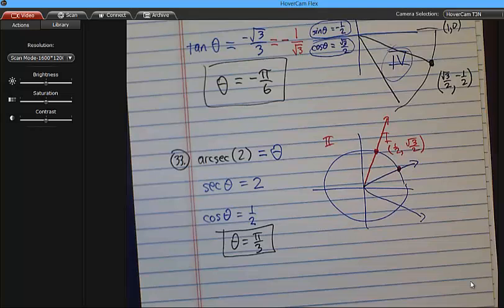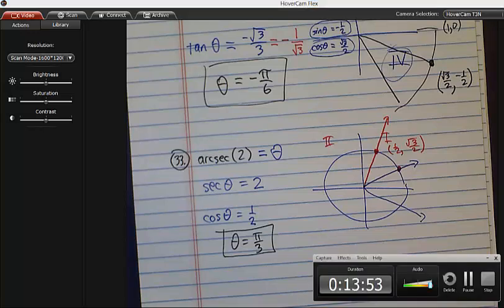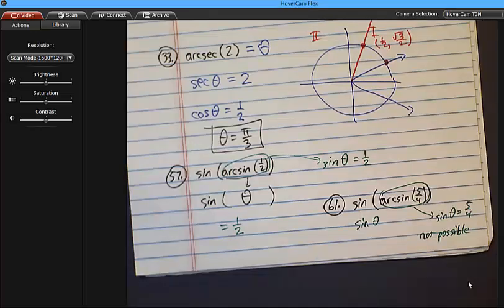61 said sine of the arc sine of 5/4. What do you get? Why don't you get 5/4? Sine can't be more than 1. Oh, yeah. Right? Those are important to understand. Another one like this. All right, think, though, before I choose which one.